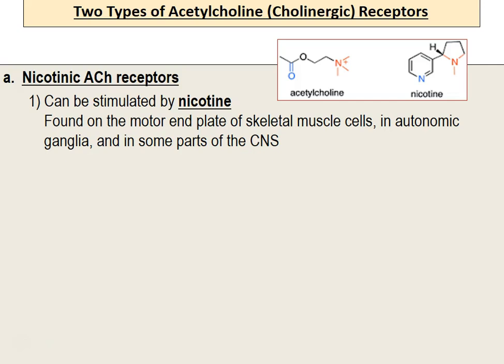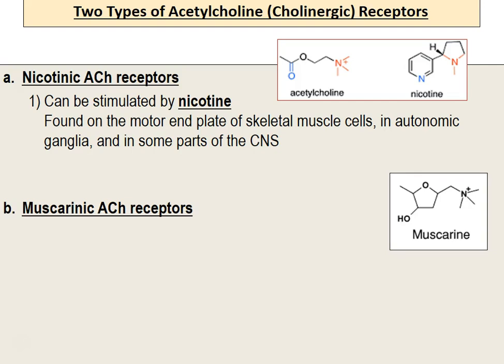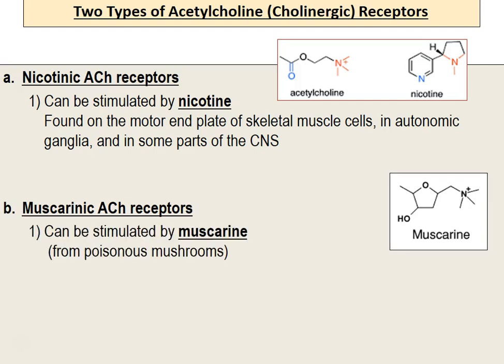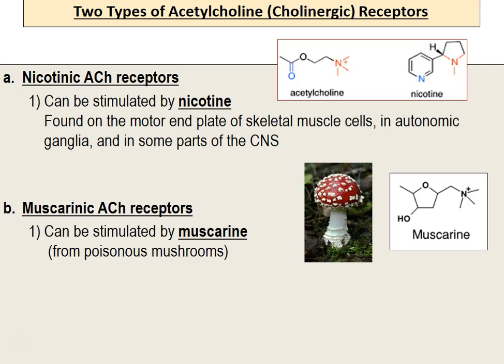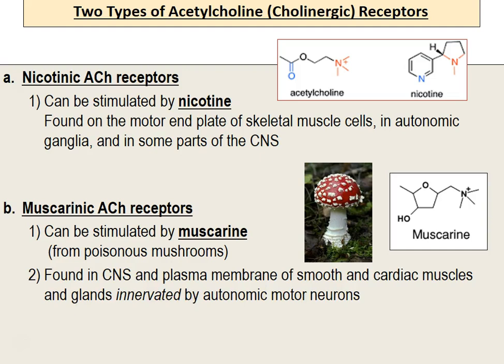But then acetylcholine can have other effects because it binds to what are called muscarinic acetylcholine receptors. They're called muscarinic acetylcholine receptors because they bind to muscarine, which is from poisonous mushrooms, which you can see in that picture. And muscarinic acetylcholine receptors are found in the central nervous system and also on the plasma membrane of smooth muscle and cardiac muscle and glands that are innervated by autonomic motor neurons. We'll be talking about them a lot when we talk about the autonomic nervous system.